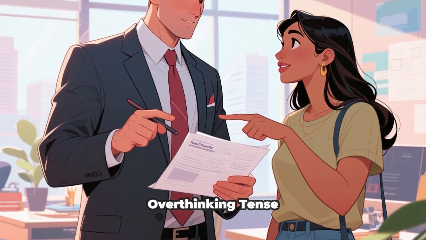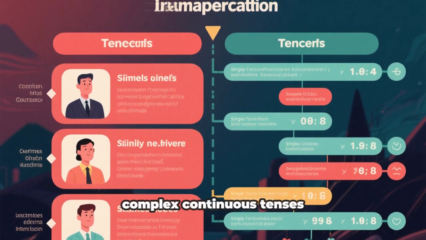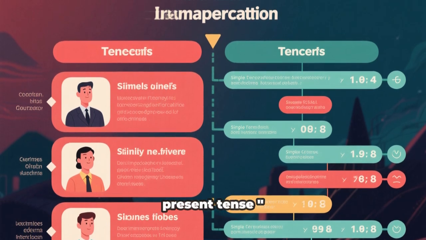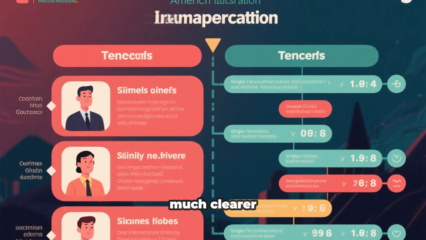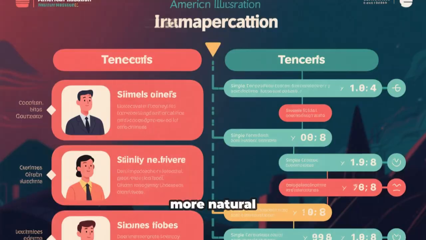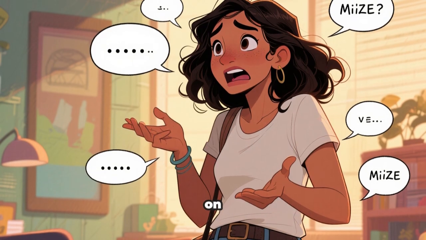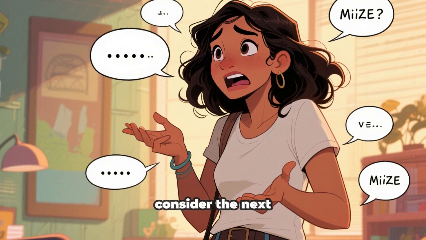The overthinking tense. So many learners use complex continuous tenses like "is showing" or "are wanting," when the simple present tense, "shows," "want," is much clearer, more direct, and more natural. It's a small change that makes a huge difference.